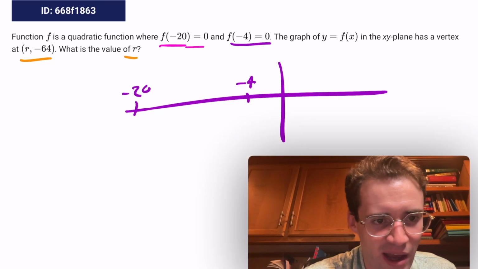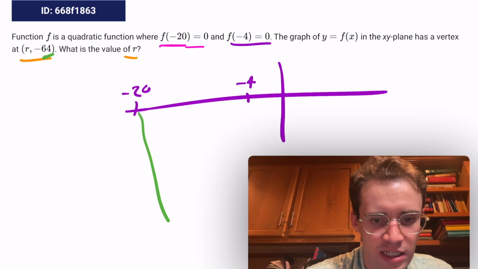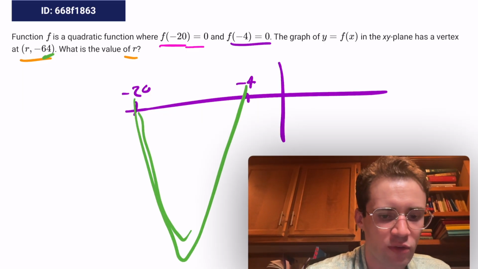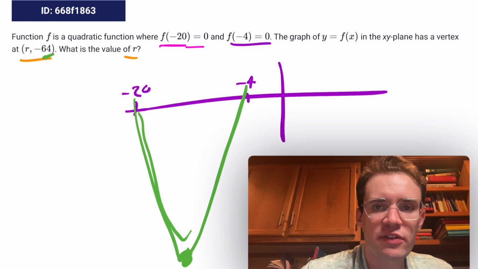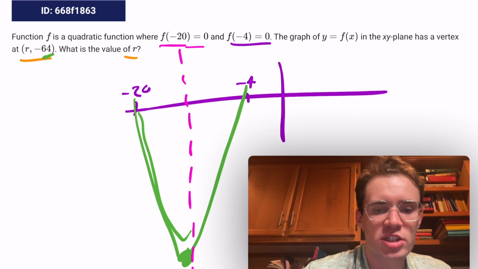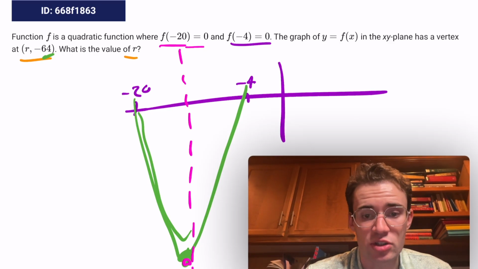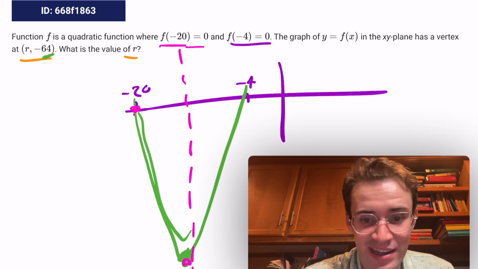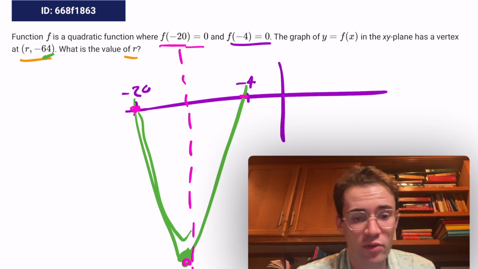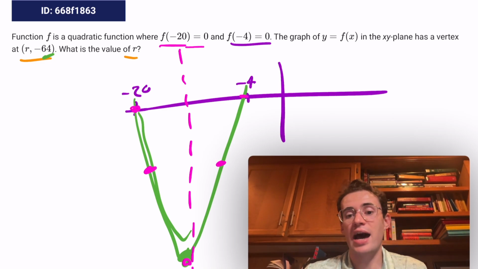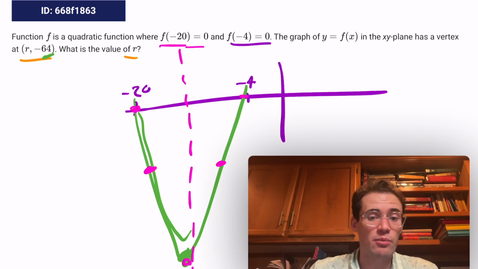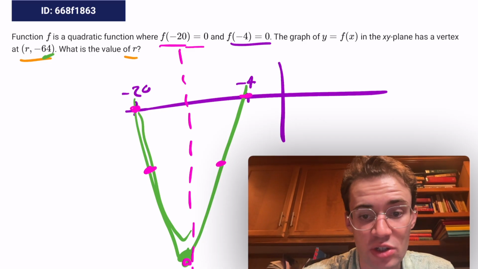And I mean, it doesn't actually matter, but the y coordinate of the vertex is down really far at -64. But we're just trying to figure out what's the x coordinate of that, which means we're trying to find the axis of symmetry, right? Which is halfway between the two zeros, or really it's halfway between any 2 points on the parabola that have the same y value.